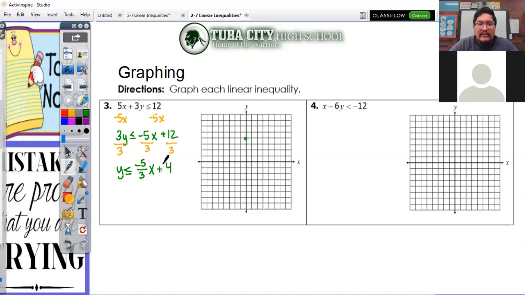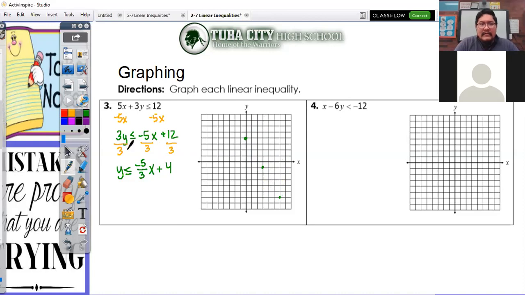So that's where the line begins. Again, y equals mx plus b. B is for begin, so it begins at 4. Now we have to go down 5 over 3, which would be right about there. And I could do this again, so down 5 over 3.